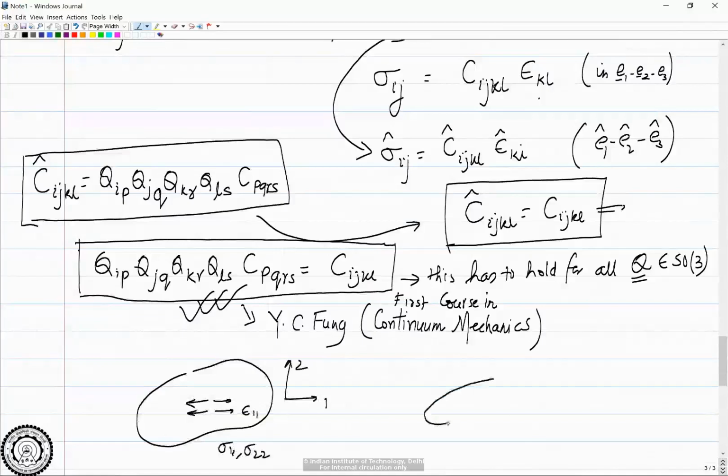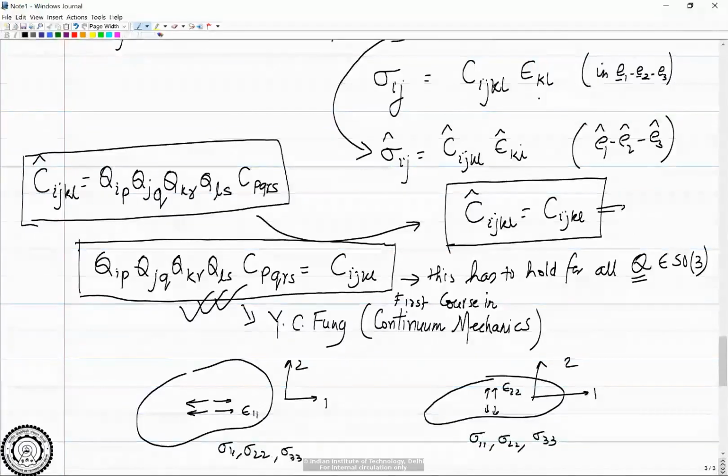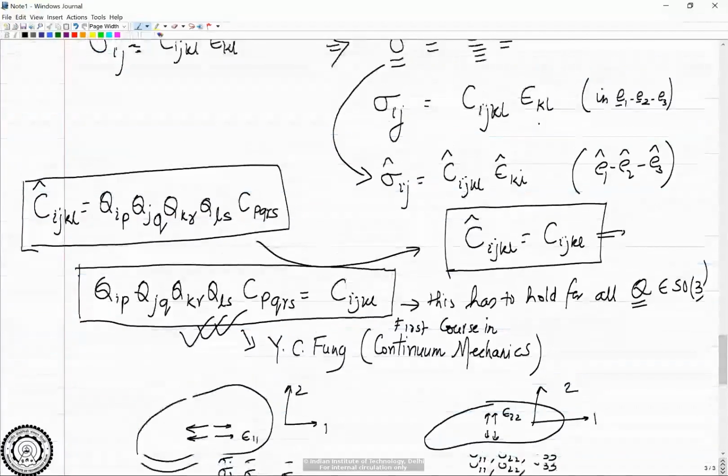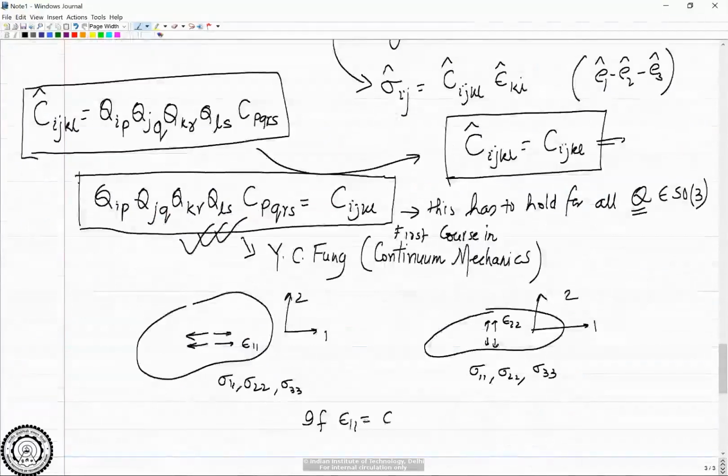And in the second experiment I apply epsilon 2 2, and then I measure sigma 1 1, sigma 2 2, and sigma 3 3, let's say. If epsilon 1 1 is equal to epsilon 2 2, what can you say about sigma 1 1 in the first experiment? Let us say superscript 1 for the first experiment, and here it is 2. So what can you say about sigma 1 1 (1) and sigma 1 1 (2)? Will they be same or different?